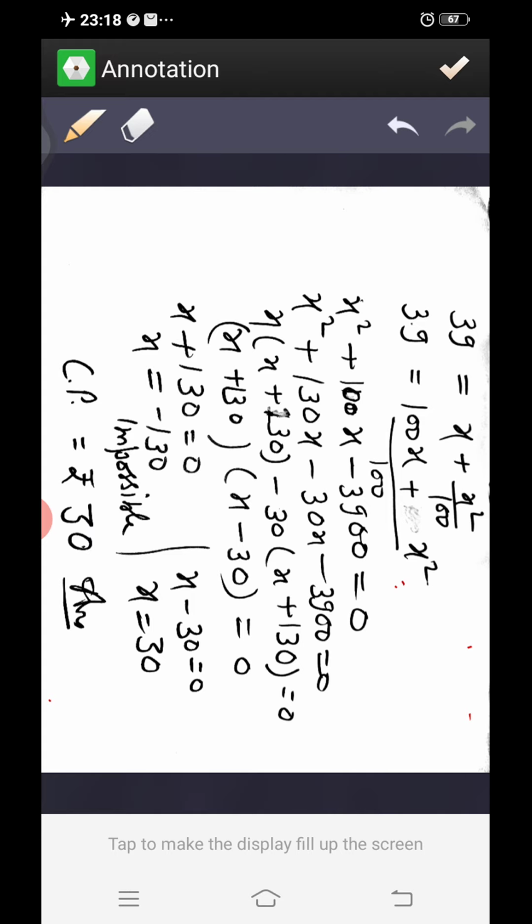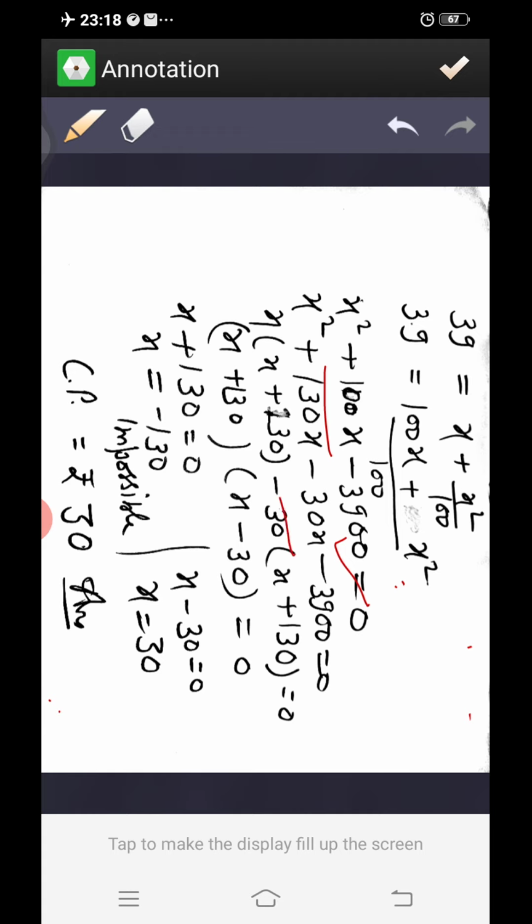Cross multiplication and transpose. So we get x square plus 100x minus 3900 equal to 0. This is our quadratic equation. Now we will factorize it. For 3900, 130 into 30, and 130 minus 30 equals 100. So plus 130x and minus 30x are the split terms.